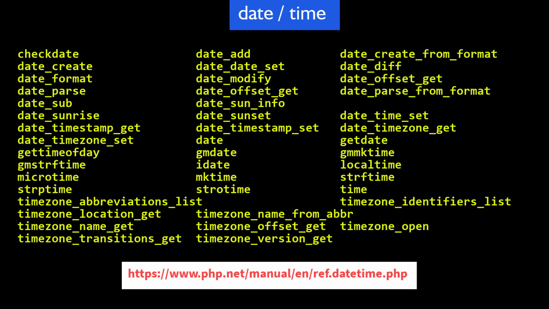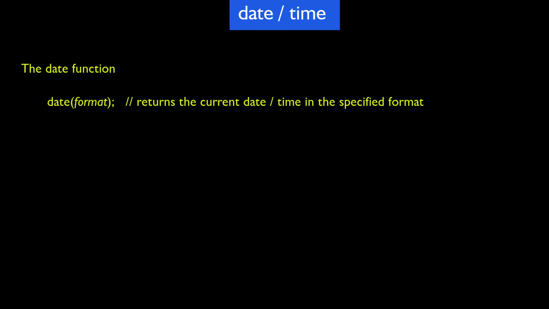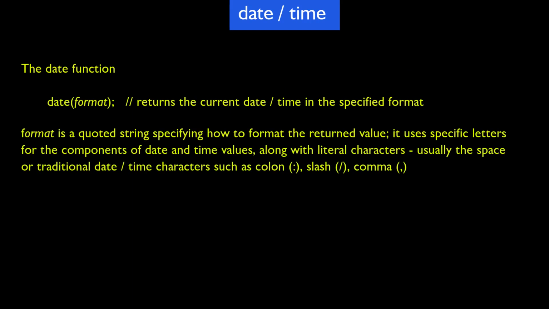This can be accomplished using the date function, date and in parentheses a format. It returns the current date or time using the specified format. Format is a quoted string specifying how to format the return value. It uses specific letters for the components of date and time values, along with literal characters, usually the space or traditional date-time characters such as colon, slash, and comma.